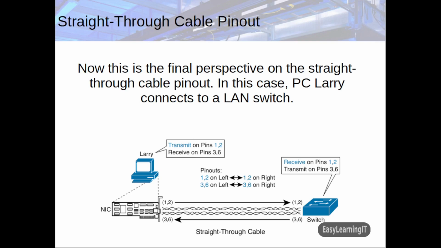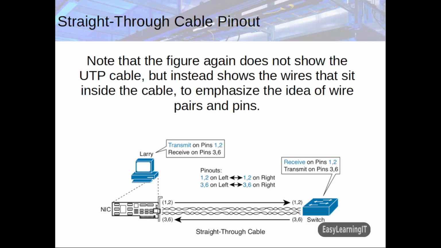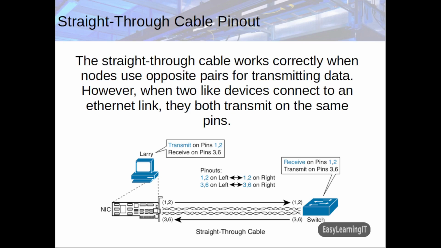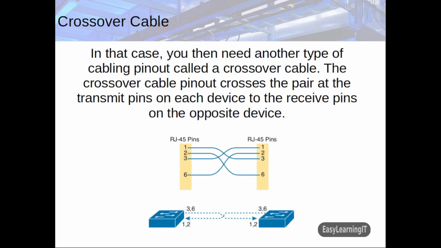Now this is the final perspective on the straight-through cable pinout. In this case, PC Larry connects to a LAN switch. Note that the figure again does not show the UTP cable, but instead shows the wires that sit inside the cable, to emphasize the idea of wire pairs and pins. The straight-through cable works correctly when nodes use opposite pairs for transmitting data. However, when 2 like devices connect to an Ethernet link, they both transmit on the same pins.